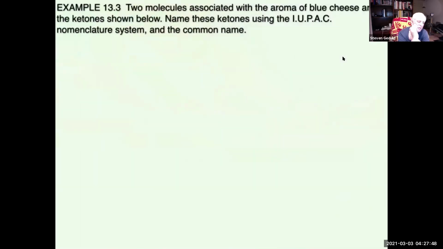Two molecules associated with the aroma of blue cheese. They like cheese in this book, don't they? Cheddar cheese, now blue cheese. The ketones are shown below. Name these ketones using IUPAC nomenclature and the common name.